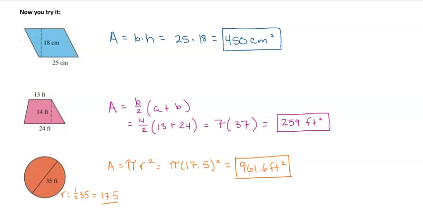Okay, so the first one is a parallelogram, and we're just going to use base times height to get 450 centimeters squared. The second one is a trapezoid, so we're going to use 1/2 times (a plus b) times the height, and you should get 259 feet squared. And the last one, don't forget to change the diameter to the radius. So divide it in half and get 17.5 feet. So this one would give you 17.5 feet. And you should get 961.6 square feet.